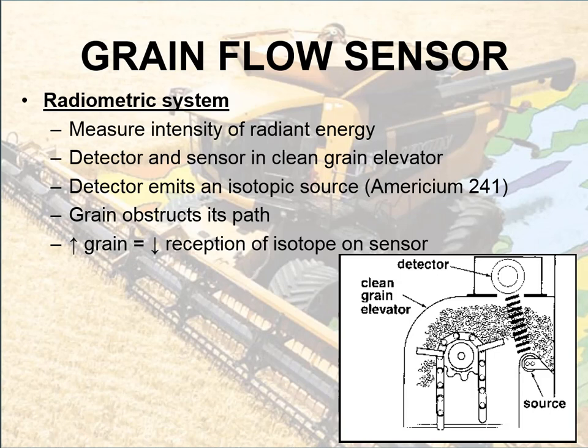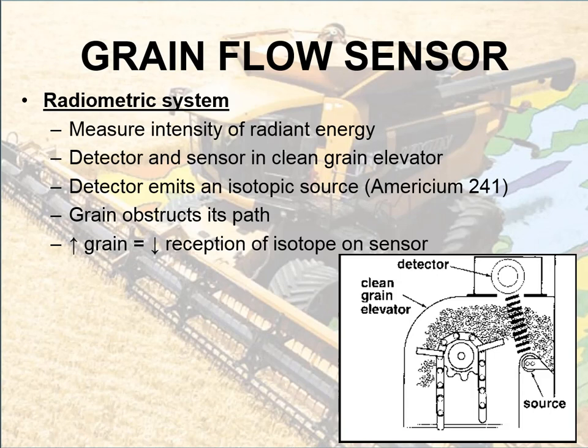So somewhat a little bit radioactive, if I remember my high school chemistry class or my college chemistry classes from way back when. Basically that source will emit that, and then there's a detector on the other side that is looking for that. Well, as grain is coming up through, that grain is going to obstruct its path.